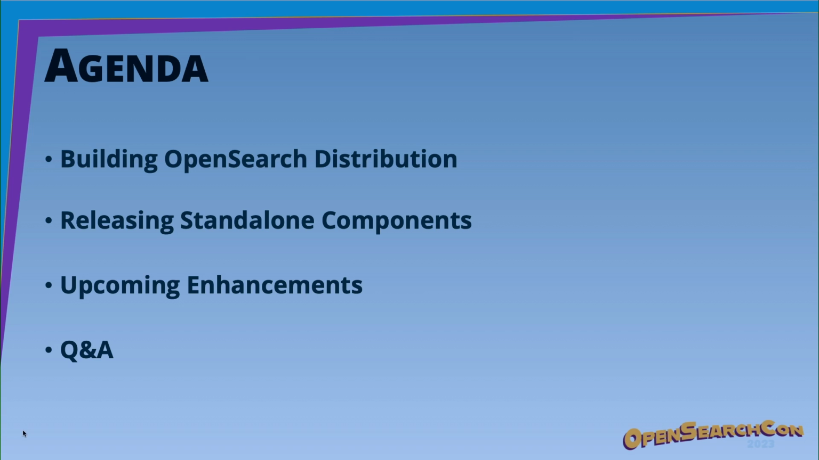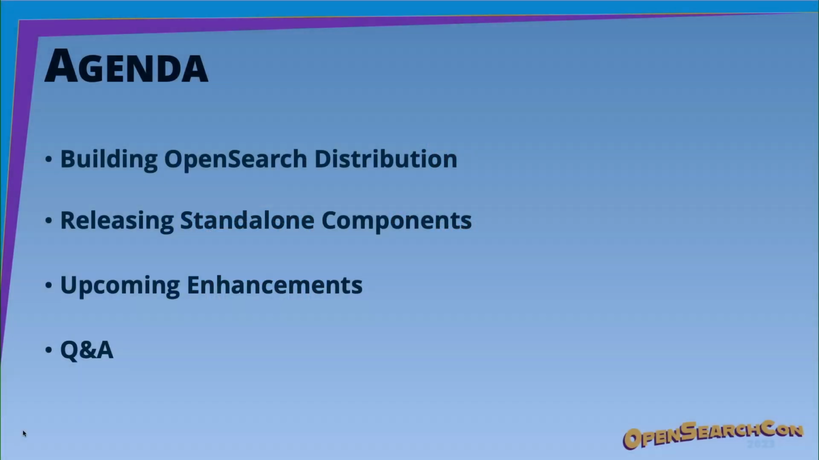We will also be discussing releasing standalone components. Standalone components are those whose lifecycle is not completely connected to OpenSearch. They are dependent on OpenSearch in terms of APIs and such, but they live on their own, they release on their own, they have their own versioning. They do have a compatibility matrix with OpenSearch as a product, but they have their own lifecycle. So the release process for them differs very much from the distribution.